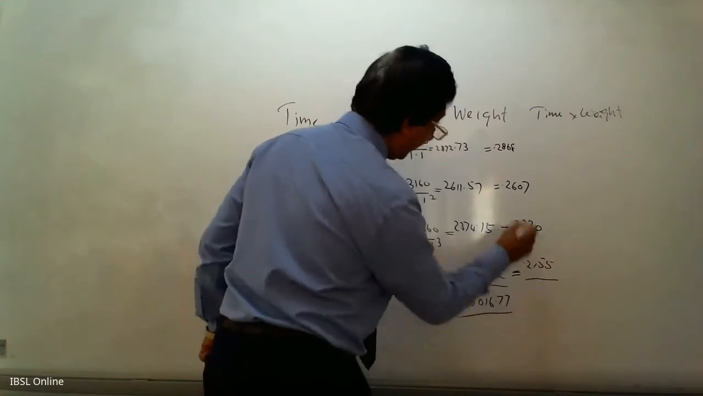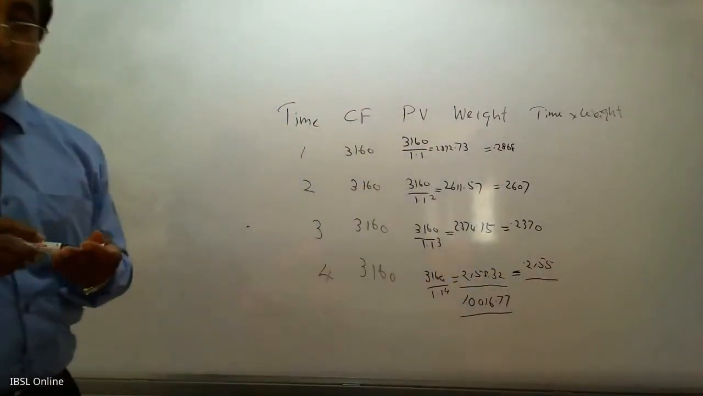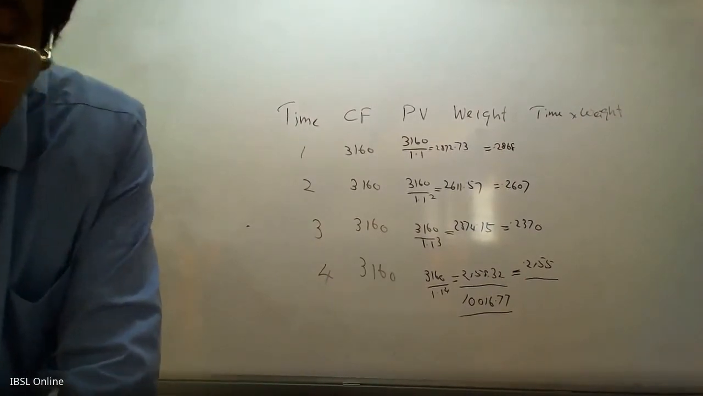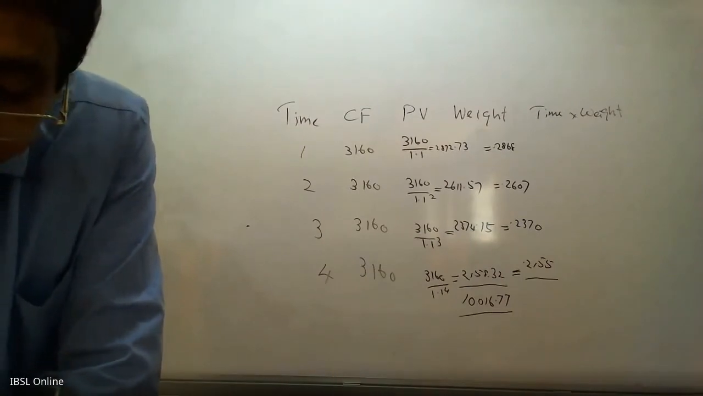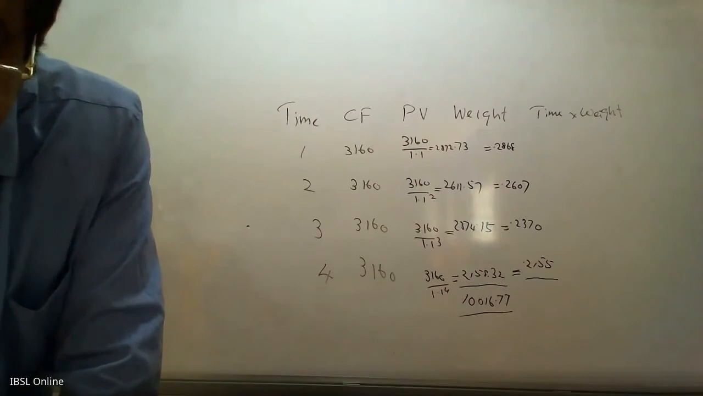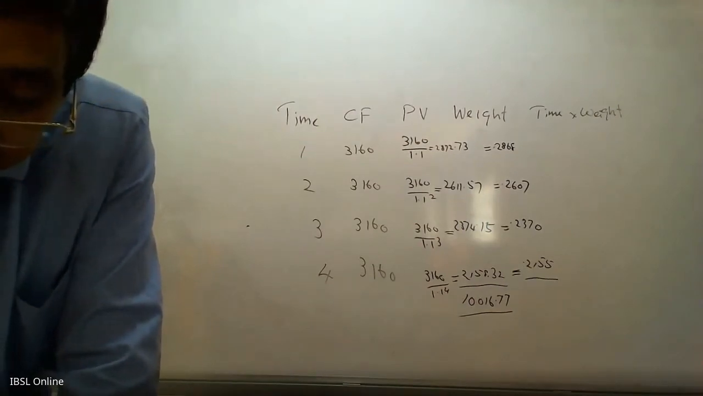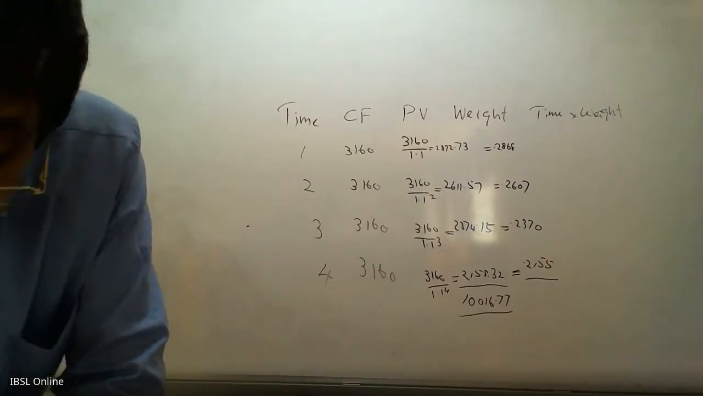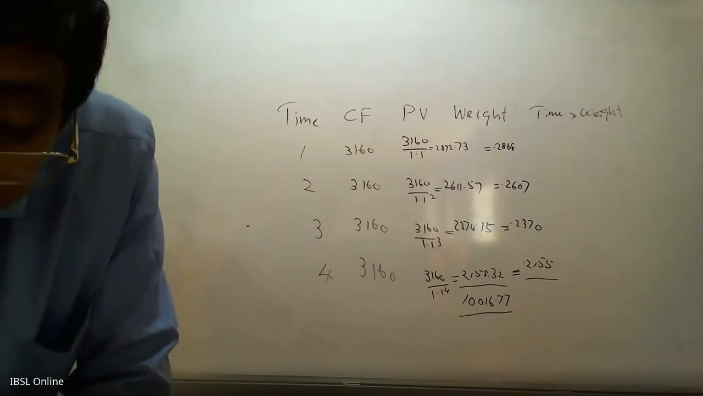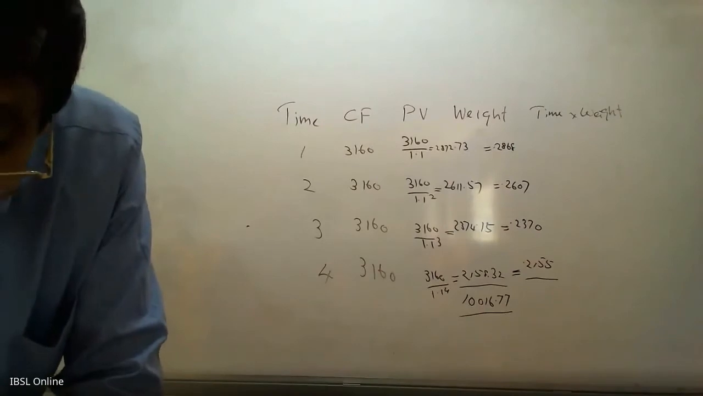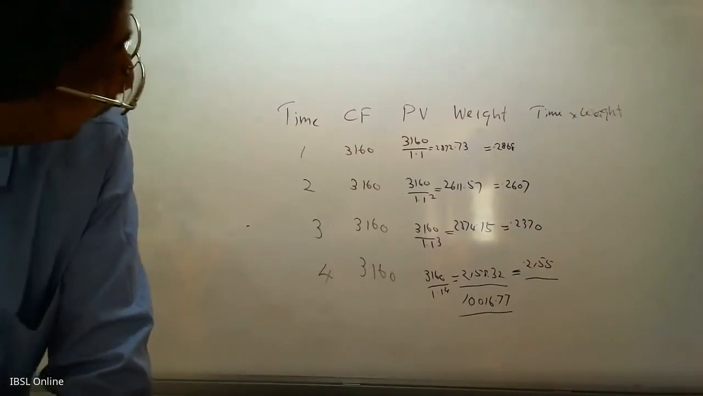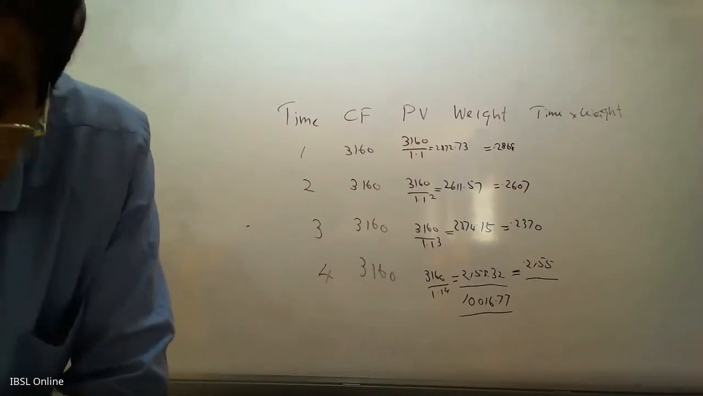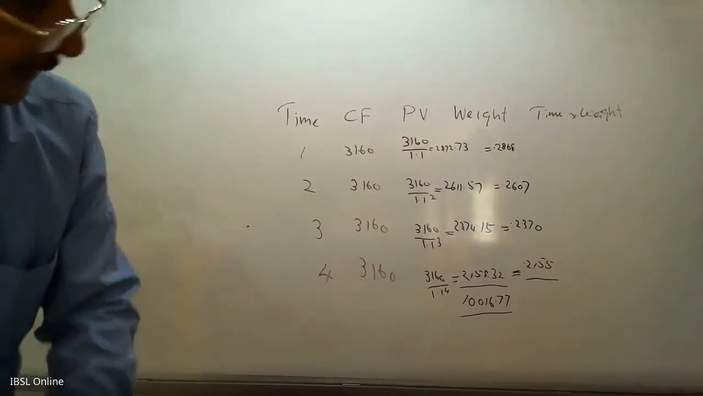Now we can just check and see whether these add up to 1. 0.2868 plus 0.2607 plus 0.2370 plus 0.2155. Yes, it comes to 1.